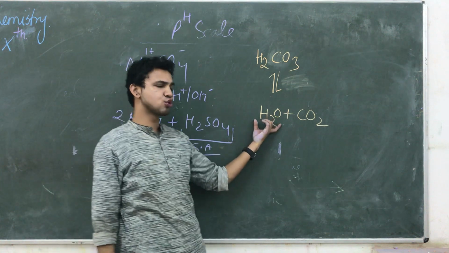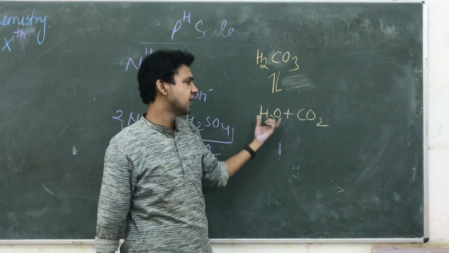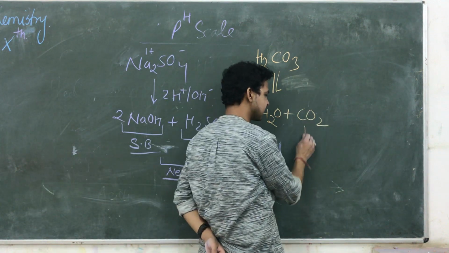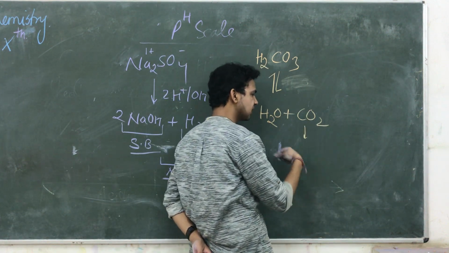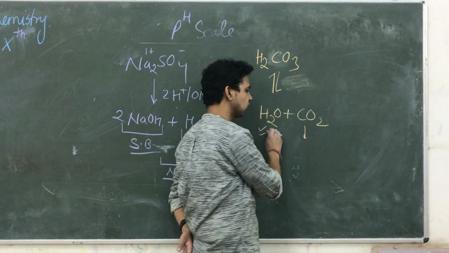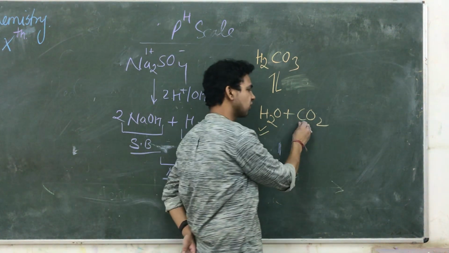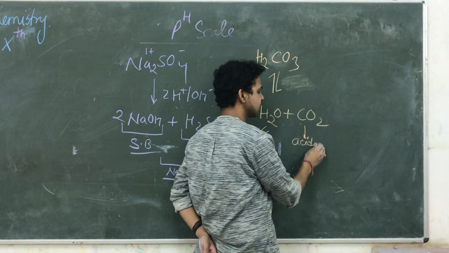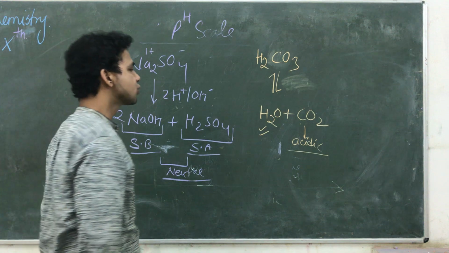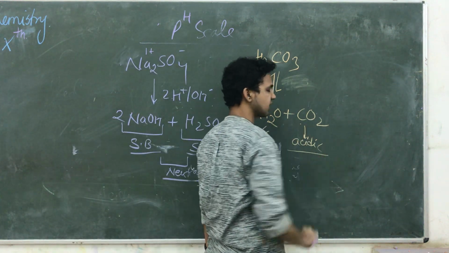So see, H2O is neutral in nature, and the nature of CO2 is acidic. But it is acidic in nature, so this solution becomes an acidic solution. Because here the nature of the water is neutral and the nature of carbon dioxide is acidic. Water is neutral, but CO2 is acidic. So the given solution's nature is acidic.